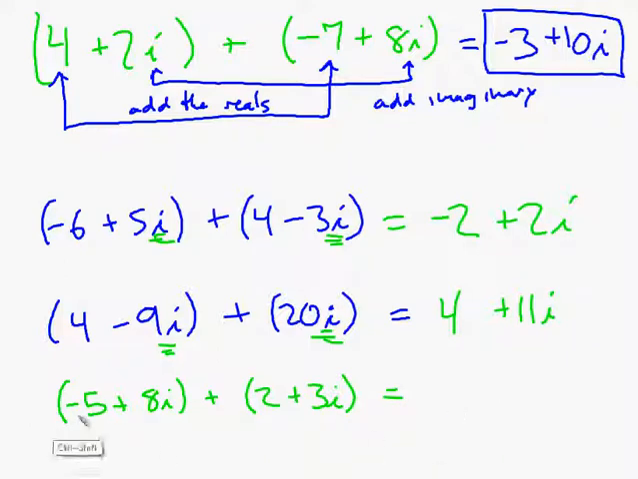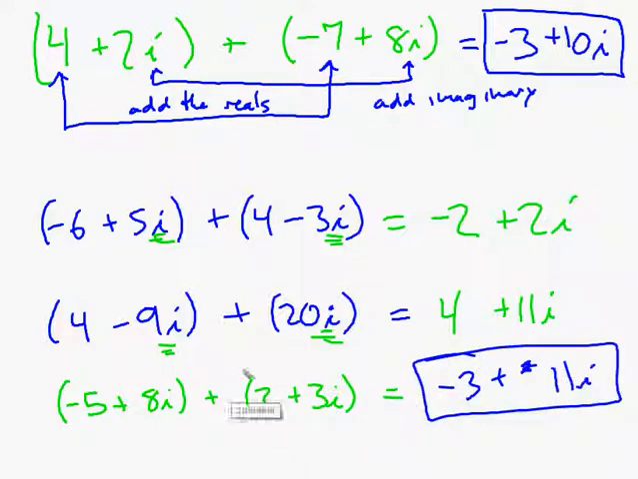For anyone that's interested in physics, you can use complex numbers to do lots of physics problems. And they actually make the physics easier than if you did not have the complex numbers. So we get negative 3 plus 11i. Okay, so that being the answer there.